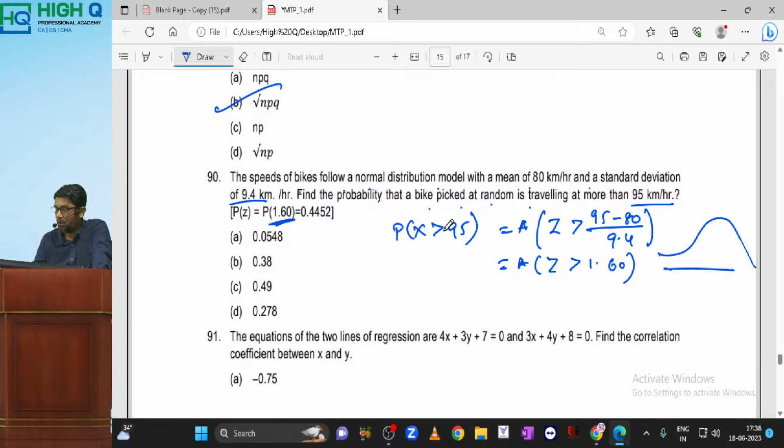So when you draw 1.6 is here, so this area they ask you to find out. 0.5 minus 0.4452 will be the answer. 0.0548. Sir, I don't know the bell-shaped curve and all, sir. In that case, what to do, sir? Just do what I'm saying.